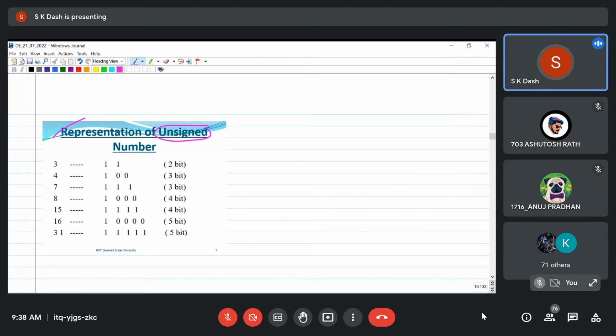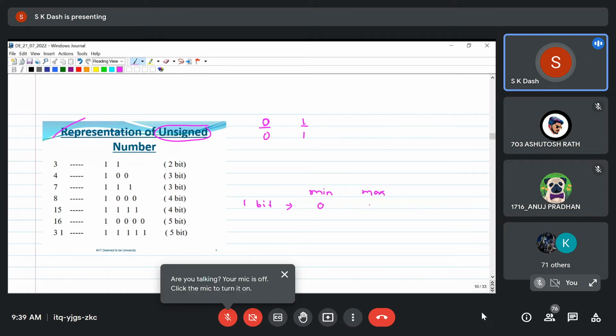Okay. Now think about it. Suppose you have a single bit. You have only one bit. So one bit can be 0, one bit can be 1. What is the decimal equivalent of 0? 0 only. Decimal equivalent of 1? 1 only. So using this one bit, we can represent a minimum of 0 and a maximum of 1.